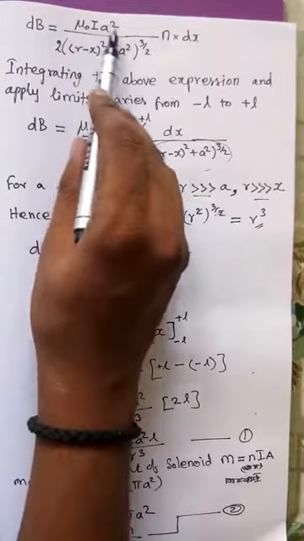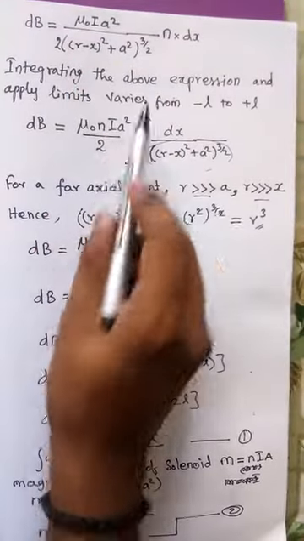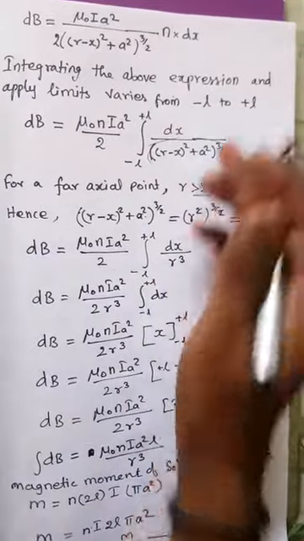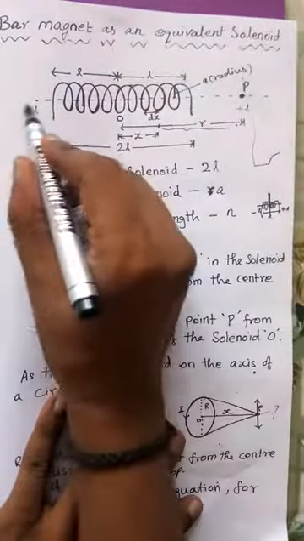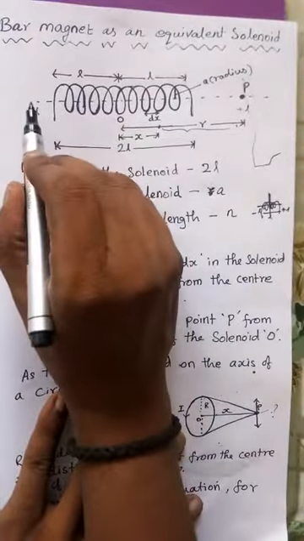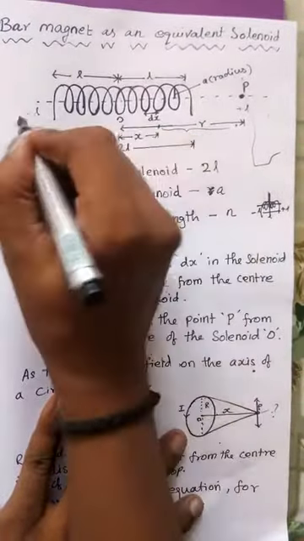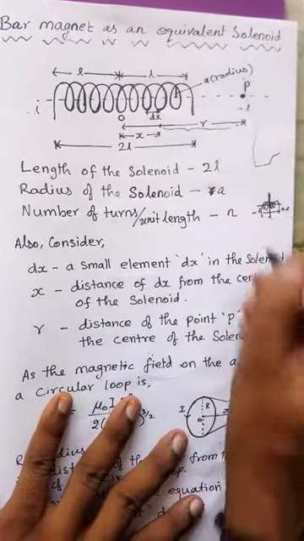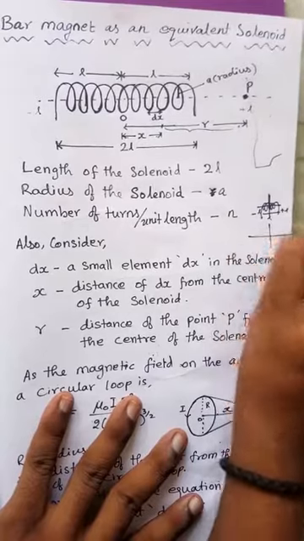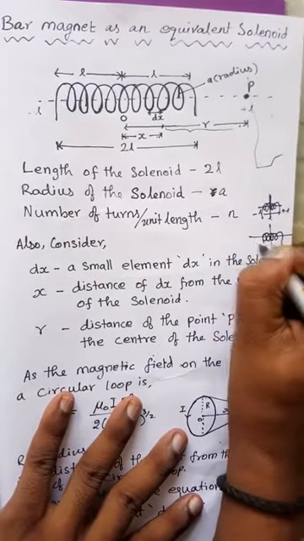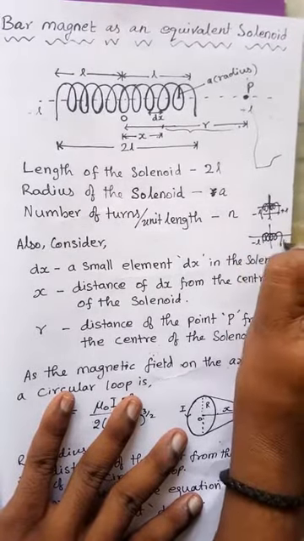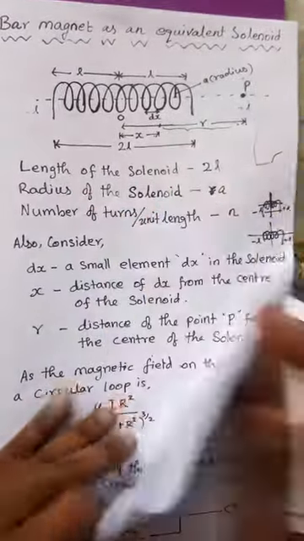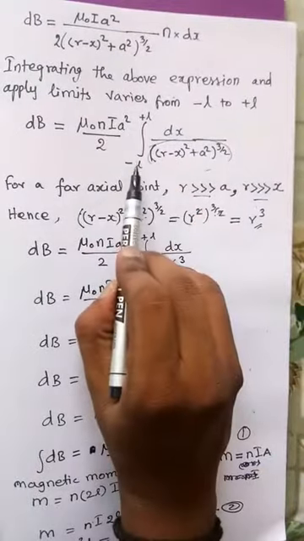Right. Here mu naught I A square N divided by 2 you take outside the integral, with integration from minus L to plus L. How minus L to plus L? Just like a graph, there is a horizontal line from the negative side to the positive side. So you take the solenoid like this, from the minus part to the plus length. So the variation changes from minus L to plus L, so the limits are minus L to plus L.